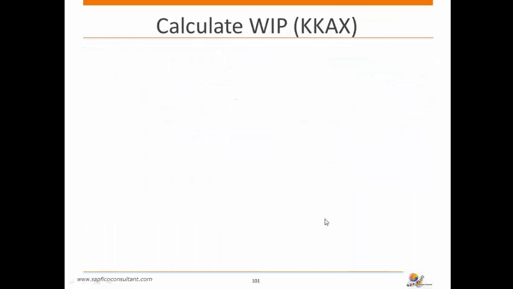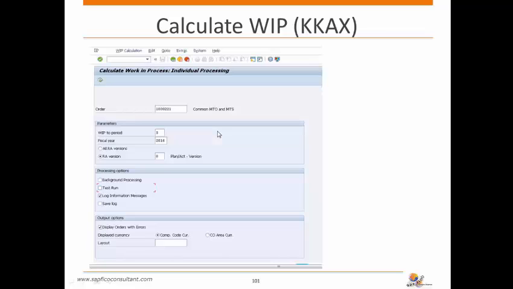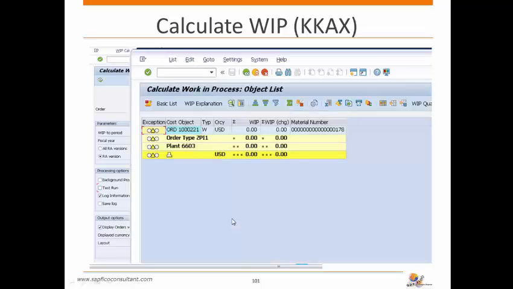Calculate WIP. The moment the overhead is calculated, it is updated on the production order. Even though there is a calculate WIP, the entries will not be posted until the settlement transaction is run. So here we calculate the WIP, remove the test run, and click on update the order, period, fiscal year, and RA version, and execute. And here we see that the WIP is 0.